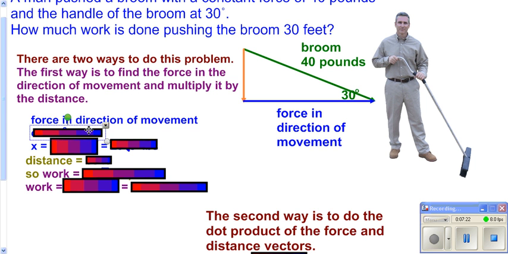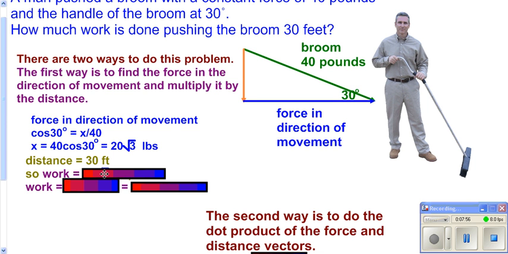Our force in the direction of the movement is really this blue part right here, because you're pushing the broom horizontally 30 feet. So your force vector here can be broken up into its components, the vertical component and the horizontal component. It's the horizontal component that we're interested in because your broom is moving horizontally. It's a right triangle, adjacent and hypotenuse, so you use your cosine, you solve it, and you get 20 root 3. Once again, your distance is 30 feet.